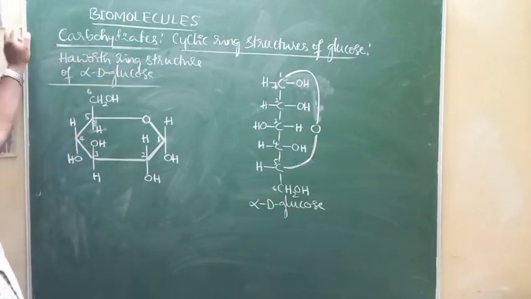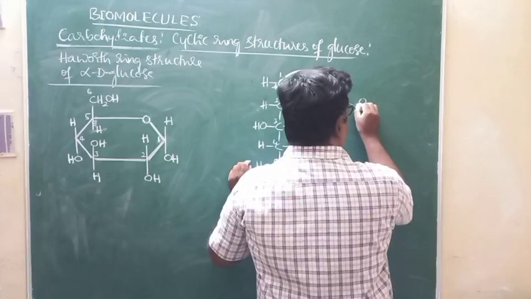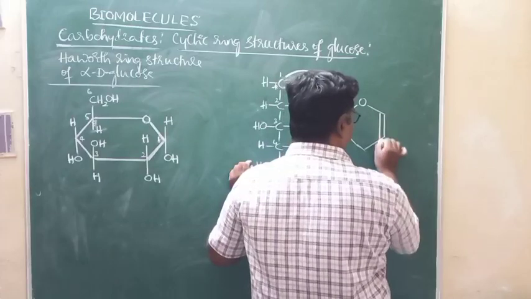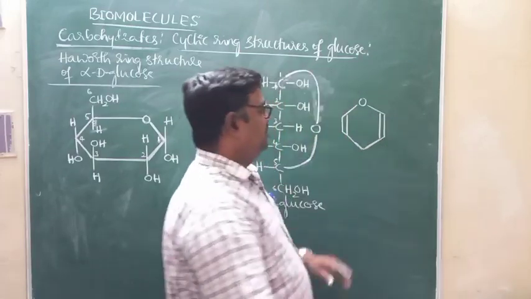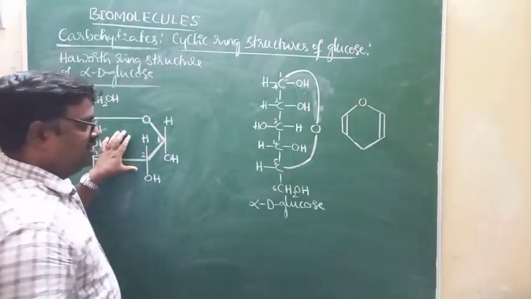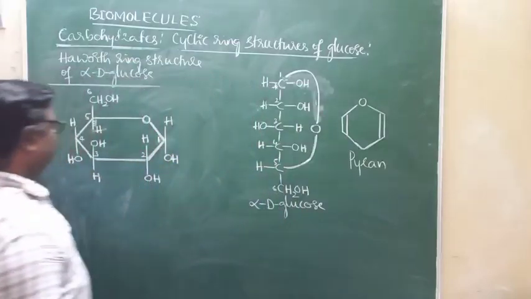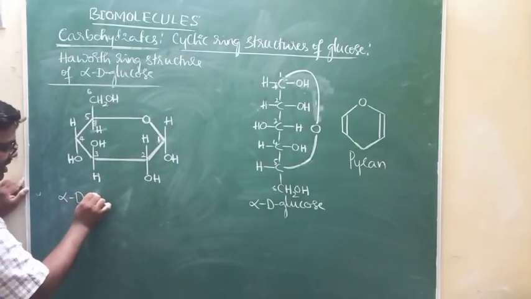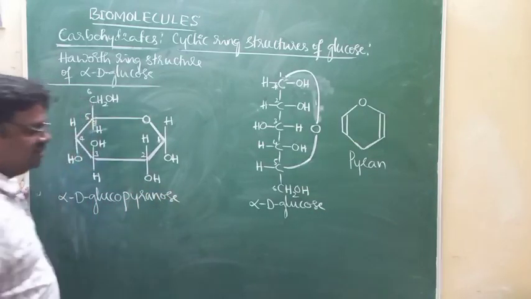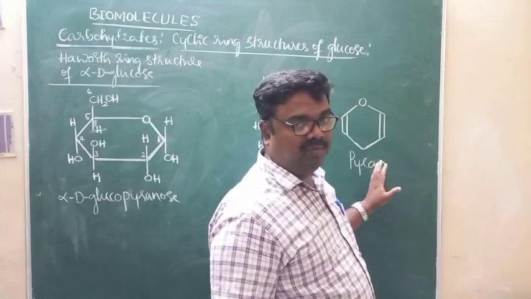How about the name of the alpha D glucose structure? Just observe, this particular cyclic ring matches with one heterocyclic compound, that is pyran. This is the structure of pyran. Just observe, pyran contains 5 carbon atoms and 1 oxygen atom in its cyclic ring. Therefore, this particular structure matches with pyran. This is a heterocyclic compound known as pyran. Therefore, this particular structure is known as alpha D glucopyranose. This is alpha D glucopyranose, because this structure is almost similar to the structure of the heterocyclic compound known as pyran.